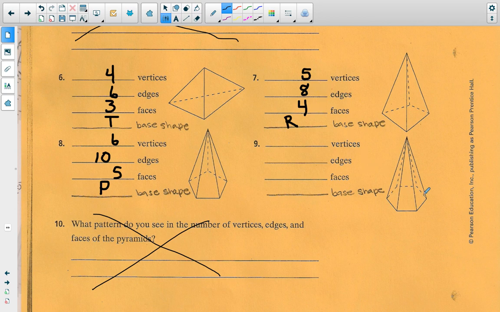That works. This one has a hexagon for a base. So 6 sides, which means it should have 6 faces: 1, 2, 3, 4, 5, 6, which it does, which means it should have 7 vertices. One more than 6: 1, 2, 3, 4, 5, 6, and the one on top, 7. And it should have 12 edges: 1, 2, 3, 4, 5, 6, 7, 8, 9, 10, 11, 12, which it does.